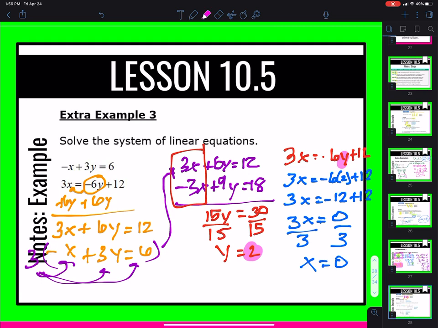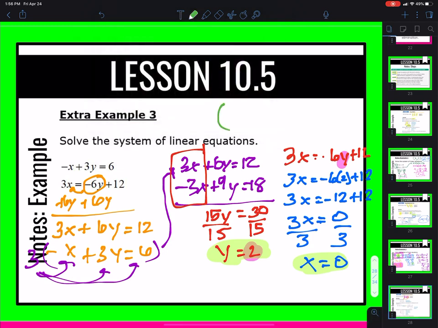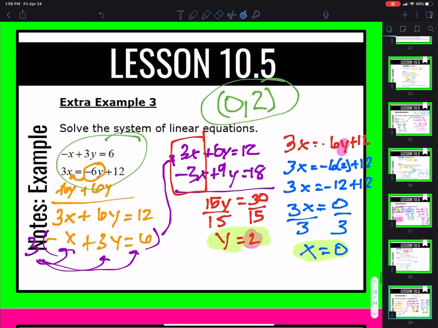So you will notice now that I have my solution. My y is 2. My x is 0. I'm going to go ahead and put it in a coordinate point to show that that is my solution. So my solution of this system of equations is 0, 2. And what that means is this is where these two lines intersect. And that is it for lesson 5.